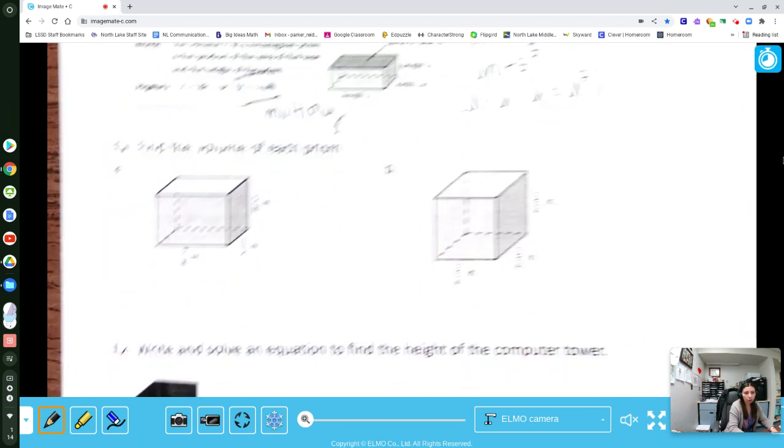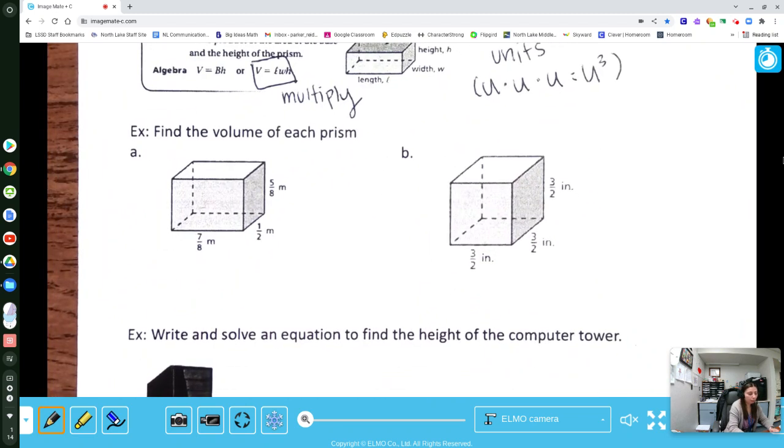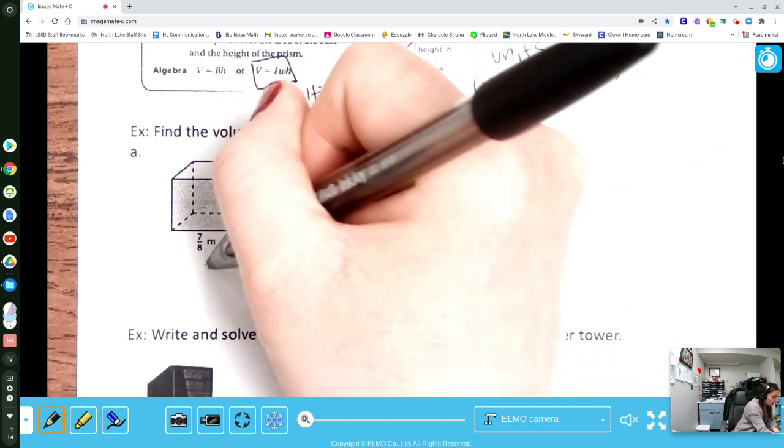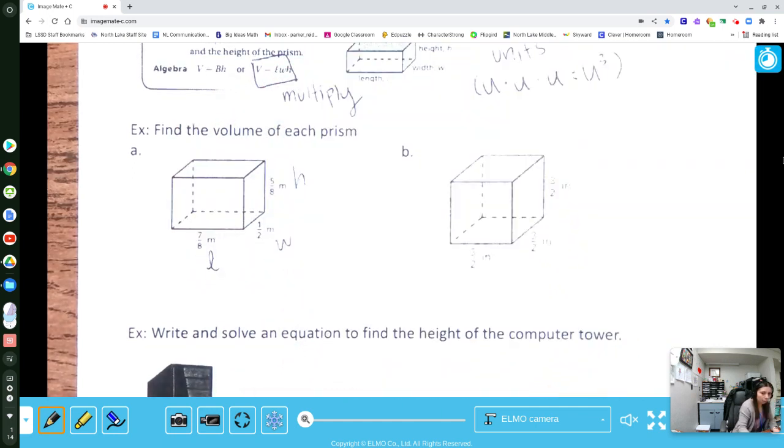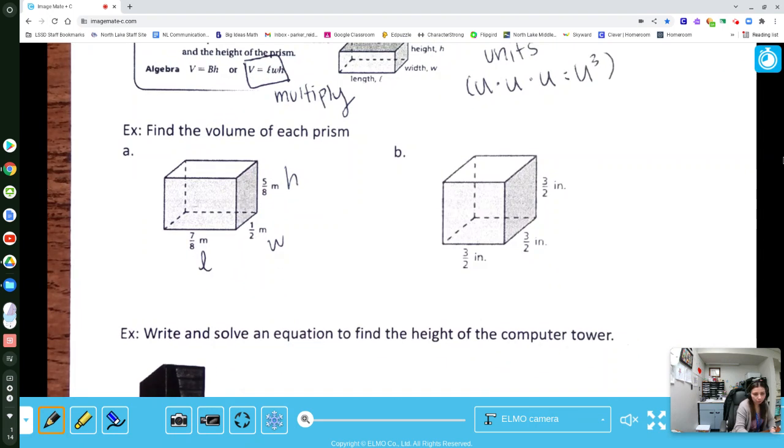So we're going to jump right into the first two examples here, part A, part B. We're going to find the volume of each prism. So what I like to do is first, I like to label the length, width, and height so I know the three values that I'm going to be using. Length, width, and height, L, W, and H. And really, it doesn't matter too much which you label length, width, and height, because in multiplication, the commutative property says that the order doesn't matter. Whichever order we put these in to multiply them, we'll get the same answer.